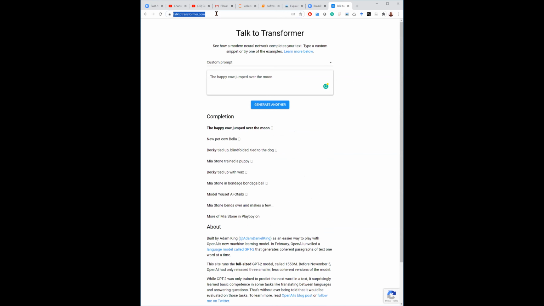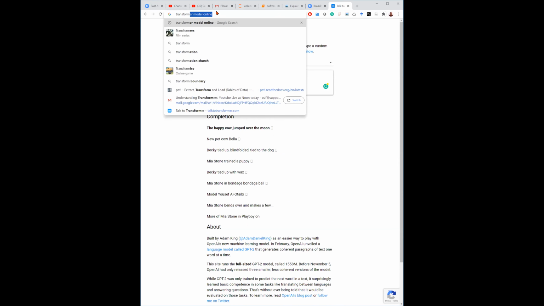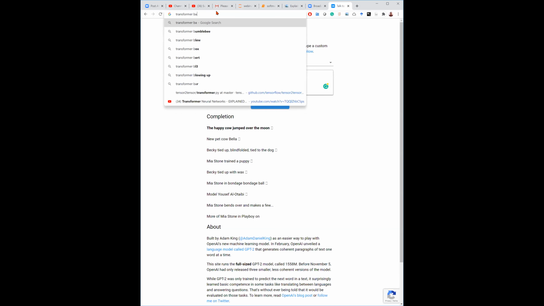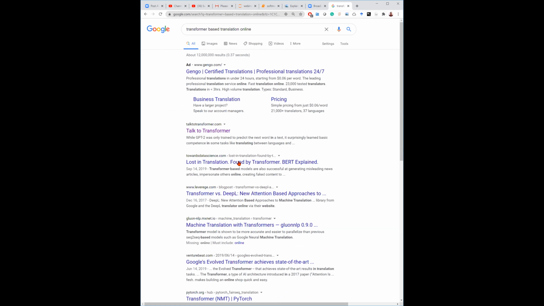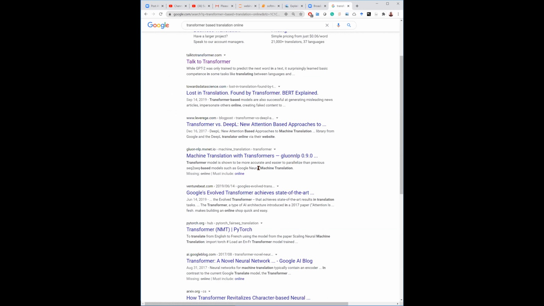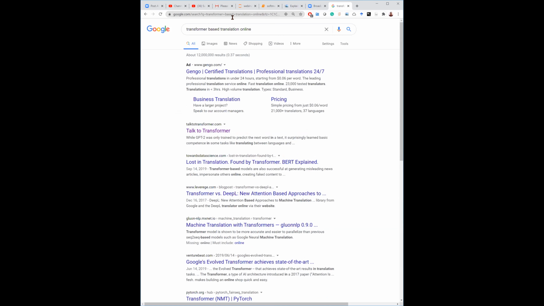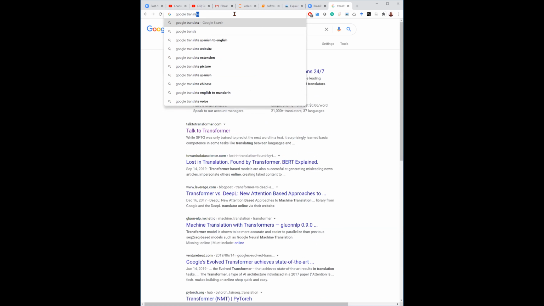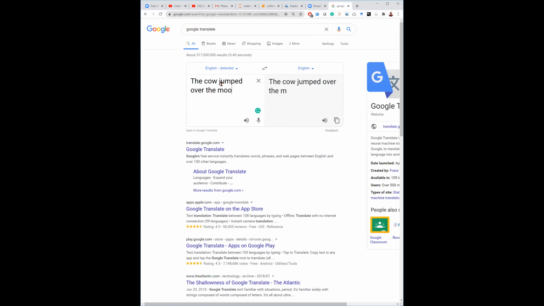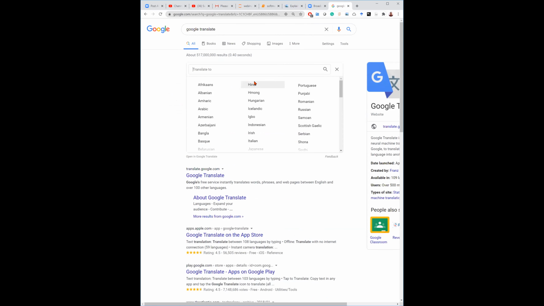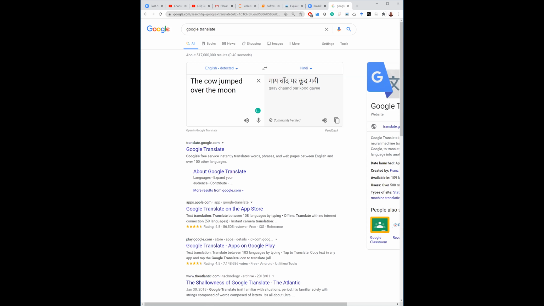Let's try that translation transformer. Google uses transformer-based translation online. Let us see if we can do that online version of the transformer. I suppose the best way is just to go to Google Translate, because that's what they're using. They use the transformer-based system. So suppose we do that, the cow, moon. Let's pick Hindi. Not bad. It missed the over part. Over it translated as per.